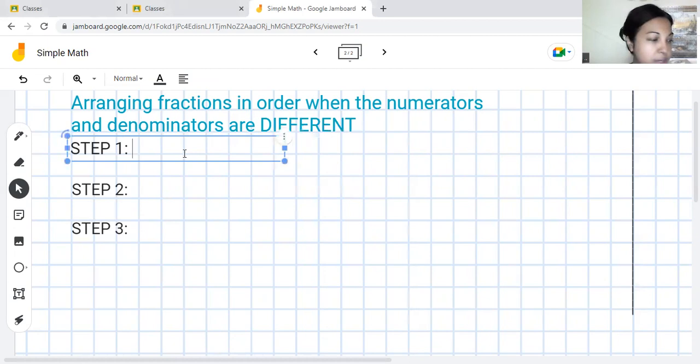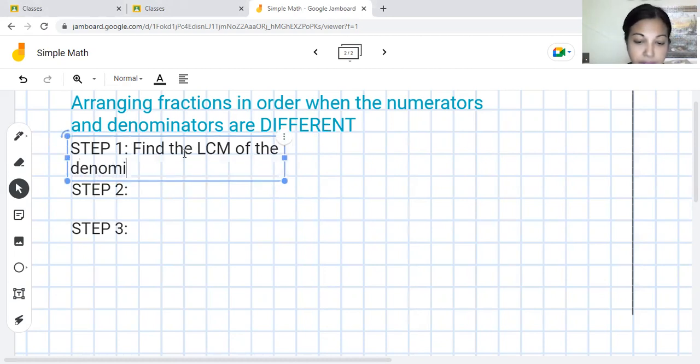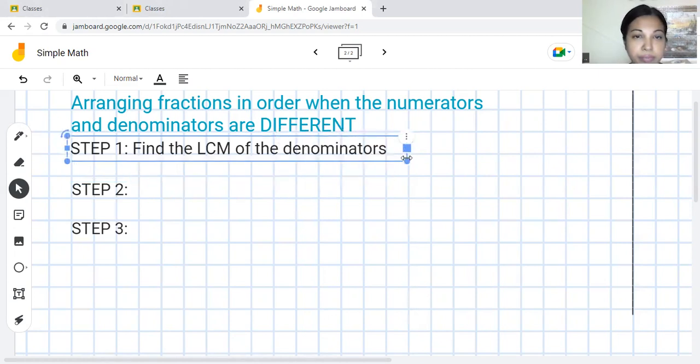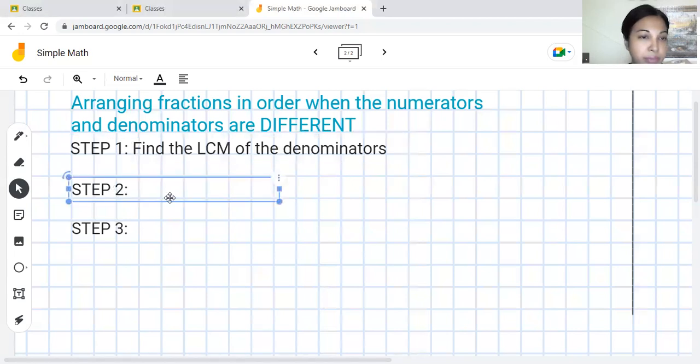So the first step is to find the LCM of the denominators. All right, so find the LCM of the denominators. That's step 1. And we'll see how it's done in a short while.